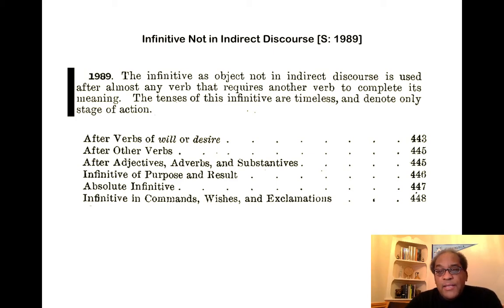So here I've cut and pasted from the table of contents of Smyth just to see how he breaks this down. These infinitives that are not in indirect discourse. So we have infinitives after verbs of will and desire. We have infinitives after other verbs. We have infinitives after adjectives, adverbs, and substantives. We have infinitives of purpose and result. We have a thing called the absolute infinitive that Plato, for instance, likes. And then we have the infinitives in commands, wishes, and exclamations.